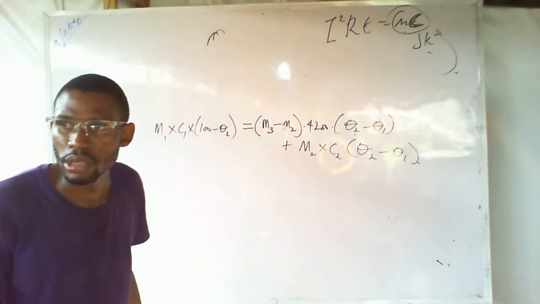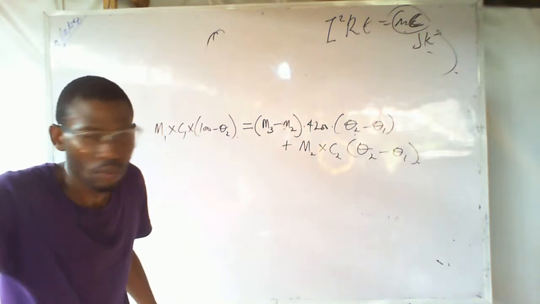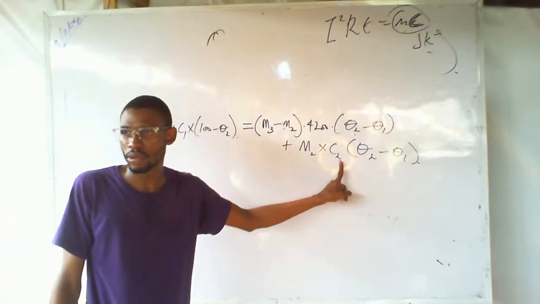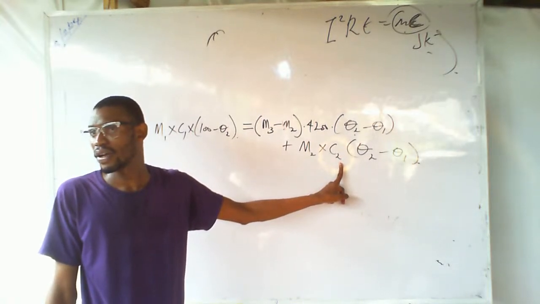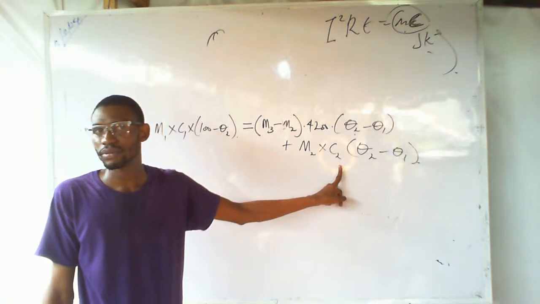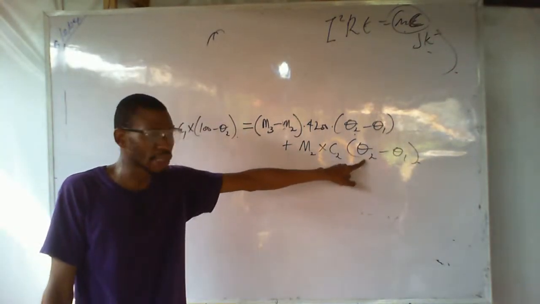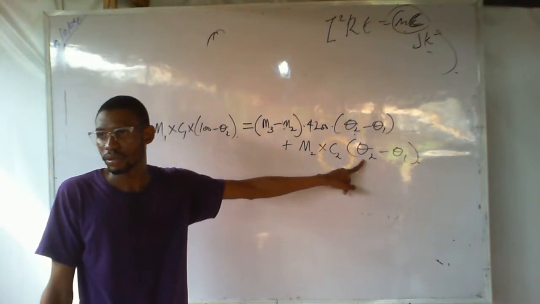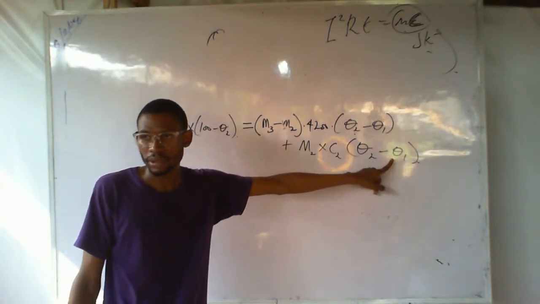Madam? Yes, you. What is C2? Specific heat capacity of the calorimeter. What's theta 2? Final temperature of the mixture. What's theta 1? Initial temperature of the calorimeter.